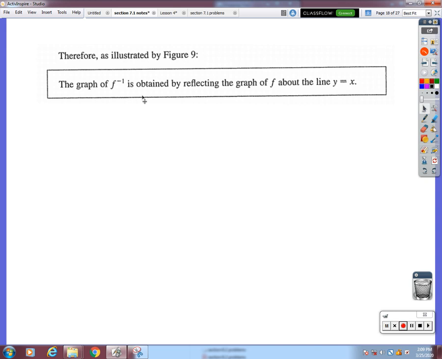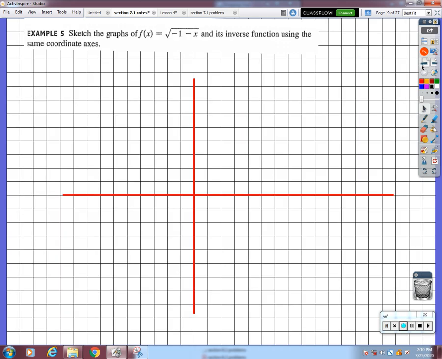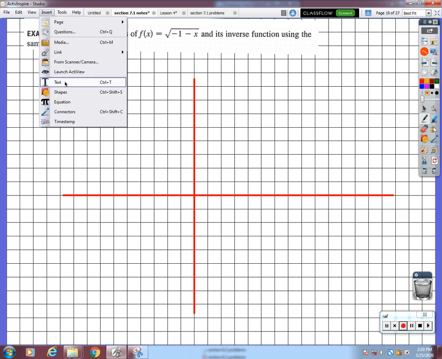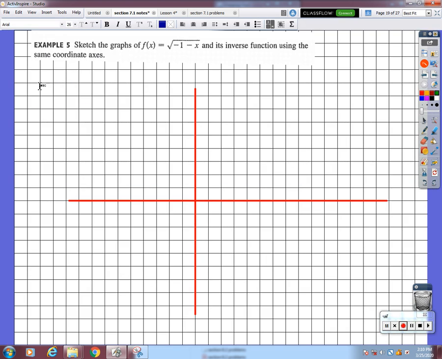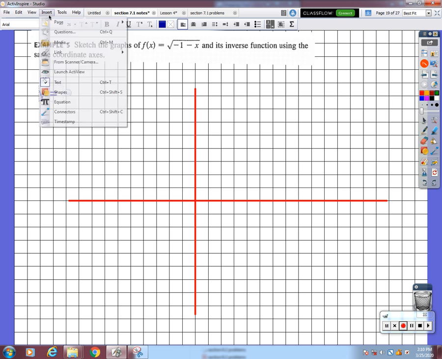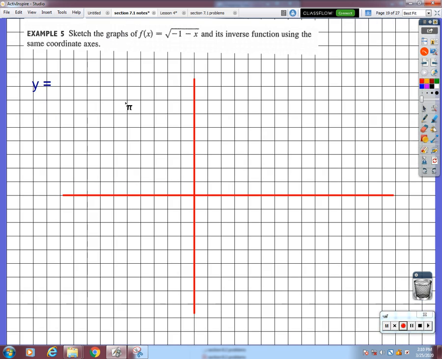So the graph of the inverse is obtained by reflecting the graph of f about the line y equals x. Okay, so let's do this last example, and then I'll give you some problems to work on if you want. Because again, this is just a review, so there's not that much for us to talk about. So the first thing I'm going to do before I try to make this graph is see if I can rewrite this square root into a form that is understandable to me.